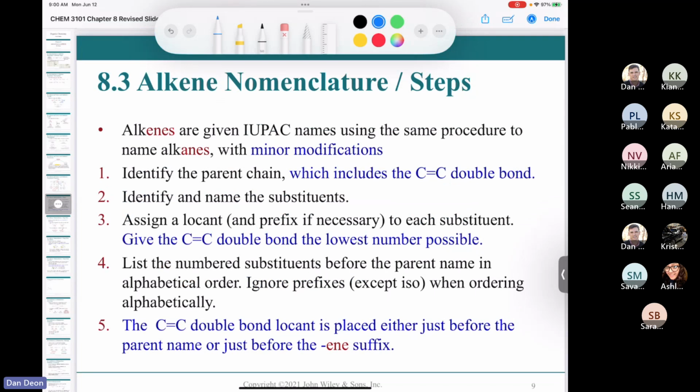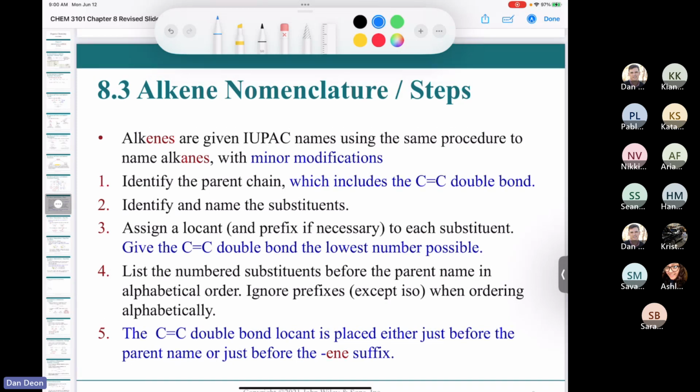So we haven't talked about nomenclature since chapter 4, really. In chapter 4, I taught you the nomenclature of alkanes. And all those things that you learned in that chapter are going to be useful here because it's basically using the same procedure, just with a couple of modifications, right? We just tweak it a little tiny bit to name an alkene. That's all there is to it.